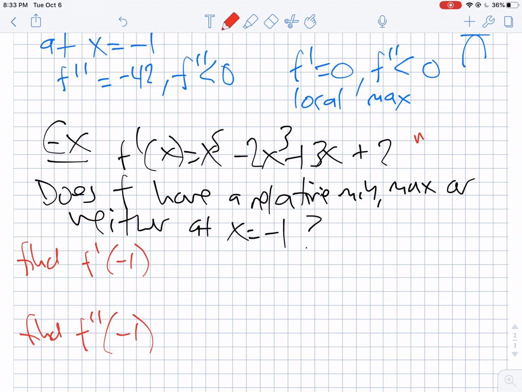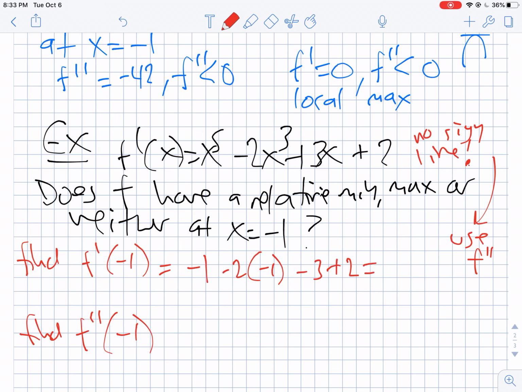Now, making a sign line graph of this would be impossible. We have no idea how to factor this. So because we don't have a sign line graph, that's an indication that we can use f double prime to help us out at this point. So for example, f prime of negative 1 here is going to be negative 1 minus 2 times negative 1 minus 3 plus 2. Anyway, you see that that's 0.